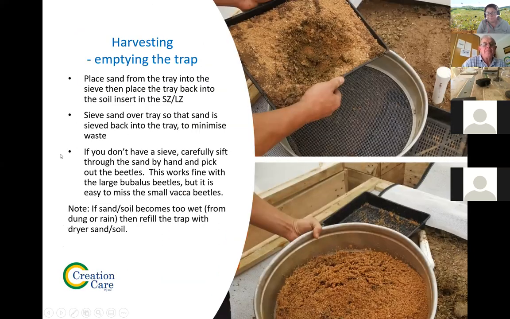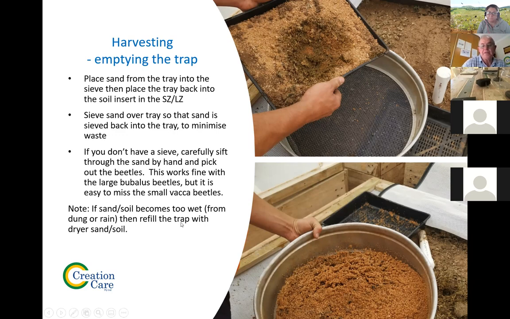So, emptying the trap. We've taken the dung off and put the sand from the trap into the sieve, and put the tray back into the insert in the soil. Then sieve the sand over the tray, so the sand is sieved back into the tray to minimize waste. If you don't have a sieve, you'll have to carefully pick out the beetles by hand. This is fine with your barless, but it's a bit of a tall order with vaca. It's very, very easy to miss vaca in that sort of sand.